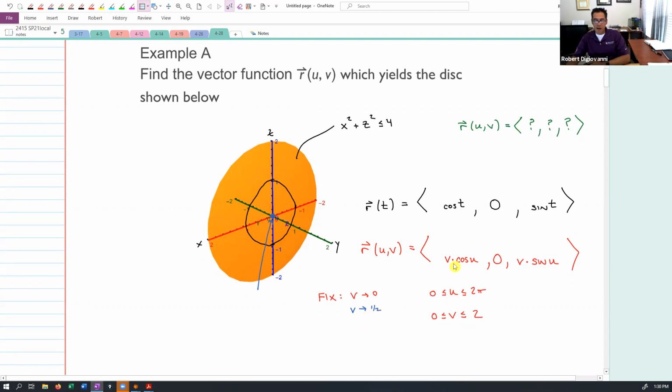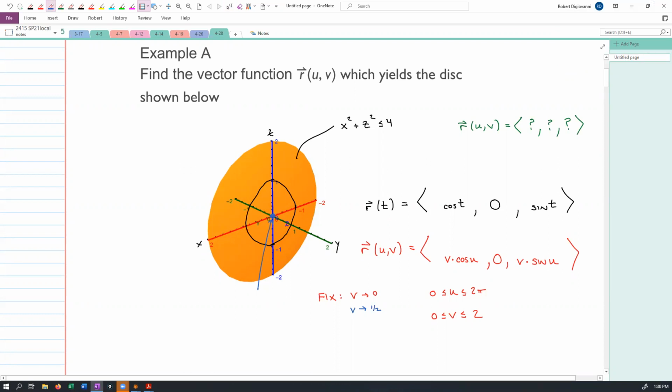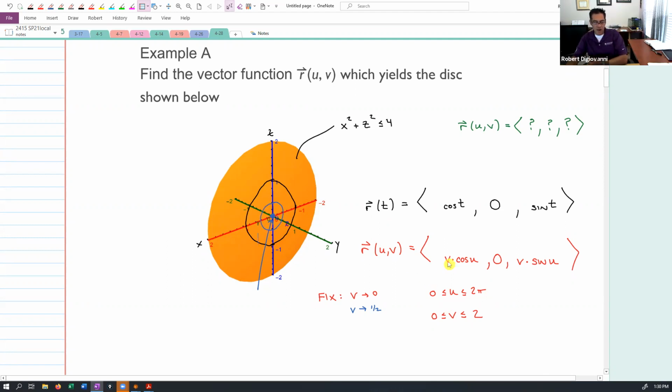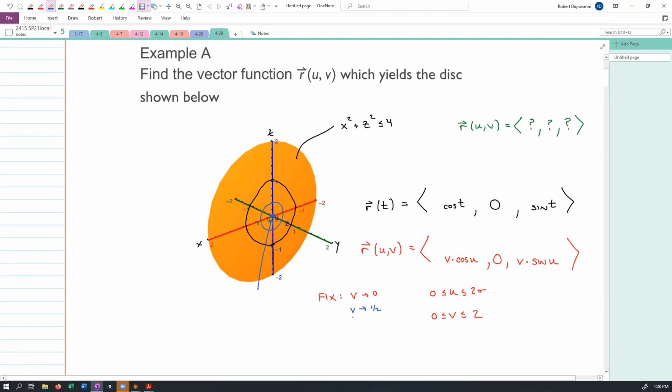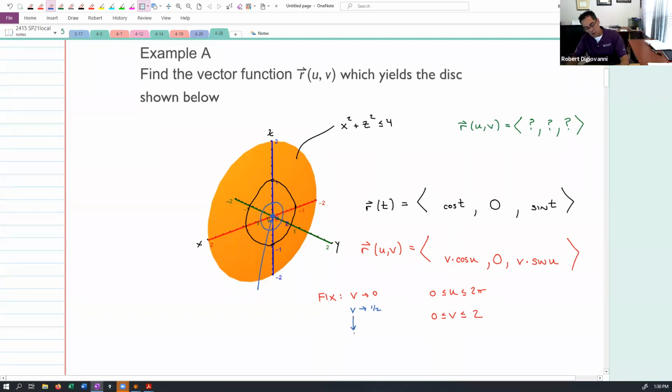So if v is 1/2, now what is that? And now I let u go between 0 and 2 pi. What's that going to draw me? Circle radius one half, because this is the radius right here, right? But see, I do this for all v's between 0 and 2. So I start at 0, draw, move it a little bit, draw, move it a little bit, draw, and when I stop at 2, I wind up getting the whole disk. Does that make sense? Any questions?